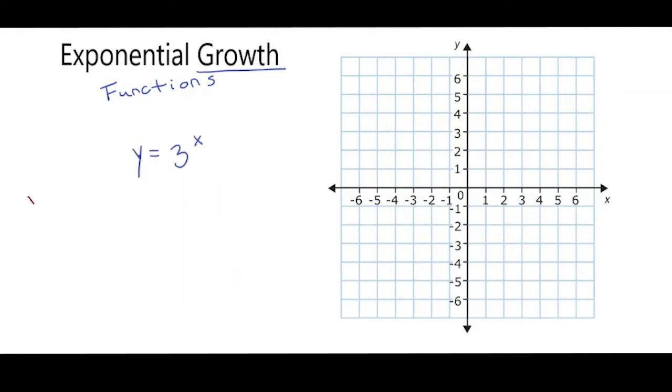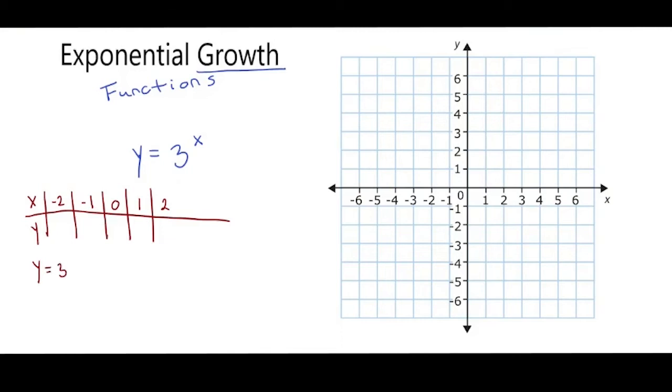So if I plug in some x values here so that I can find the y values, I'll choose -2, -1, 0, 1, and 2. So if I plug in -2 for x, that's y equals 3 to the negative second power, and then y equals 3 to the negative first power, and y equals 3 to the 0 power, y equals 3 to the first power, and y equals 3 to the second power.